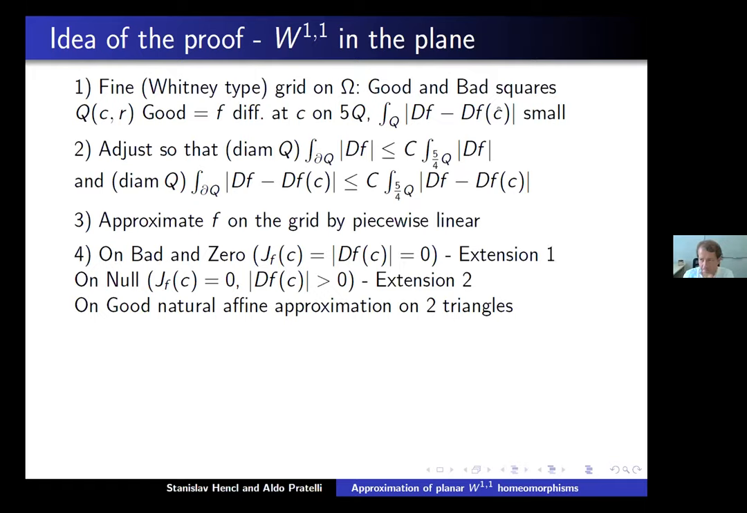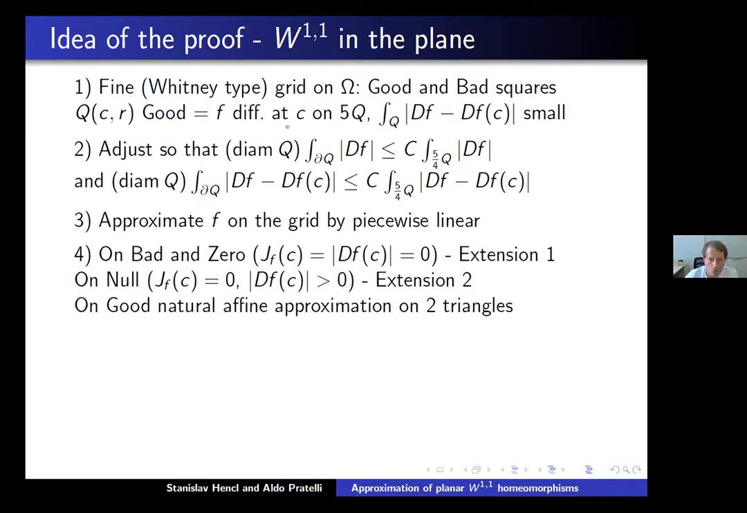What I do in step three is approximate by a piecewise linear thing on the grid, which means that I have a cube and I have some reasonable continuous image. My extension theorems work only for mappings that are piecewise linear, but my mapping at the moment doesn't need to be piecewise linear here. So I approximate it by piecewise linear things here, and I make a really small error so that the lengths are almost the same. And in the further argument, I will work with this piecewise linear approximation.